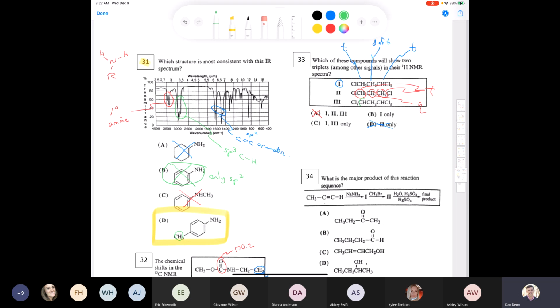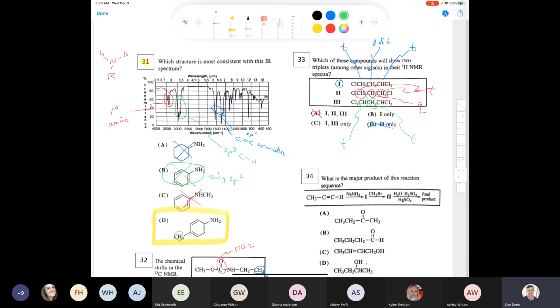Well, if I analyze this methine here, it's coupled next to these 2 protons, so that's definitely going to give me a triplet. If I look at this methylene here, it's going to give me a triplet because it's coupled next to 1, 2 protons. So it is going to give me a triplet. It's going to give me a triplet.